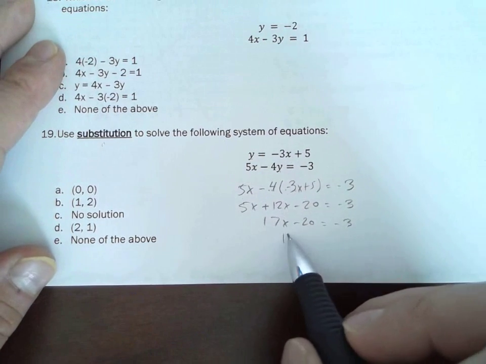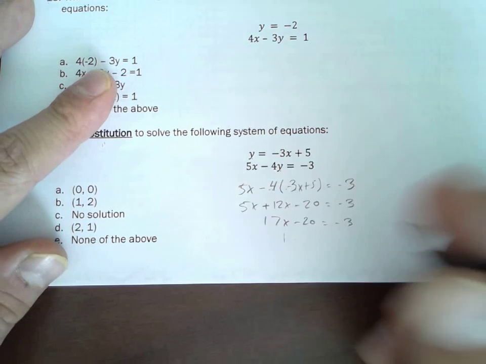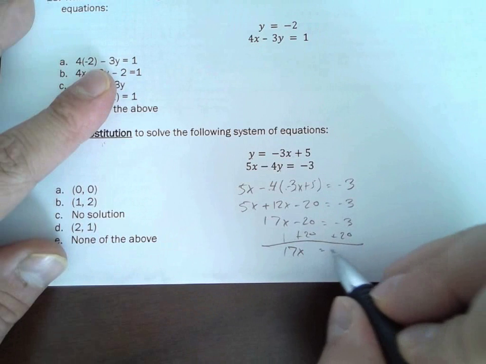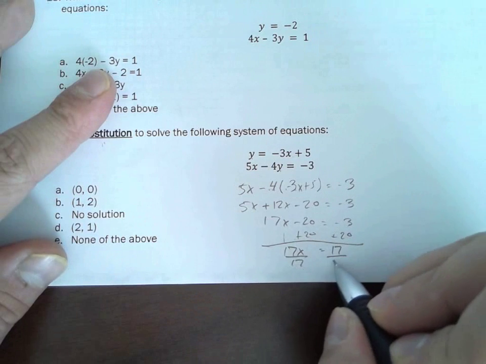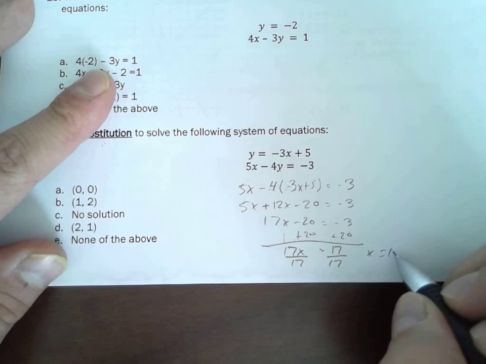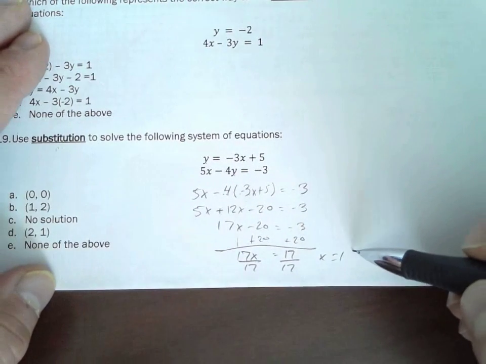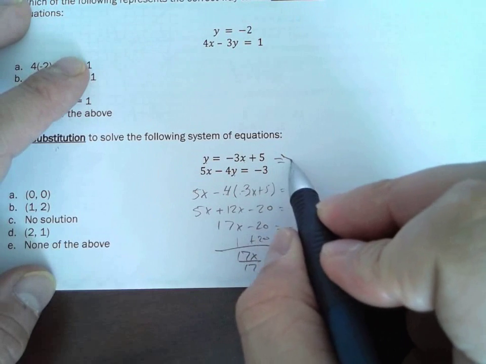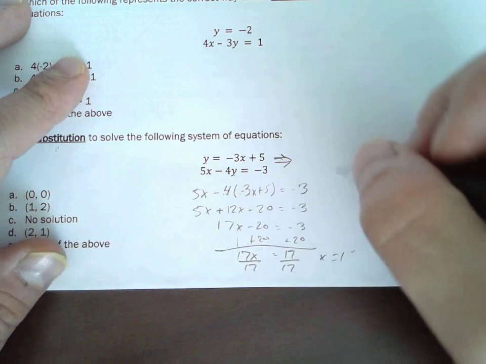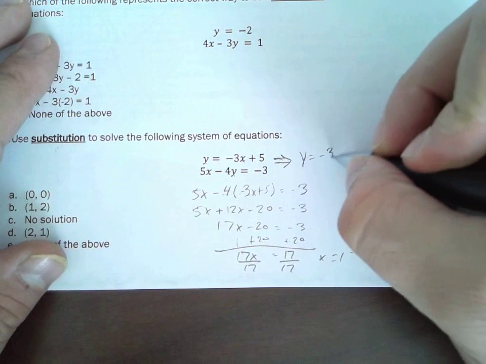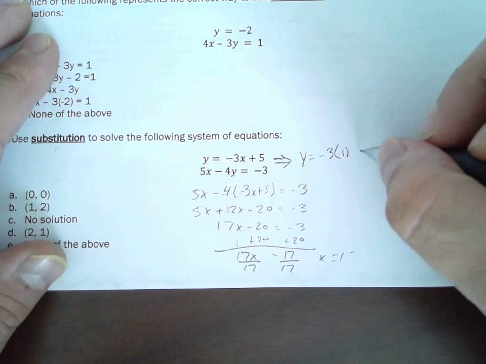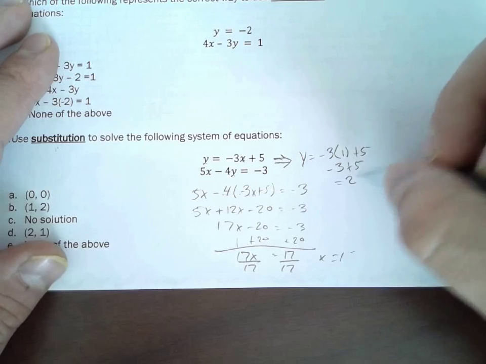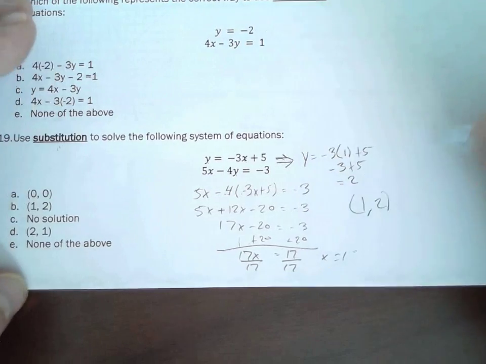Then you'll add your 20. Let me go ahead and write that out for you. So you get 17x equals 17. Divide by 17, and x equals 1. Now you're not done because you need to find y, but you know y equals this, so you can very simply, by the way, this is my little arrows, say y equals negative 3 times x, which is 1, plus 5. So you get negative 3 plus 5, which is 2. So your solution is (1, 2).